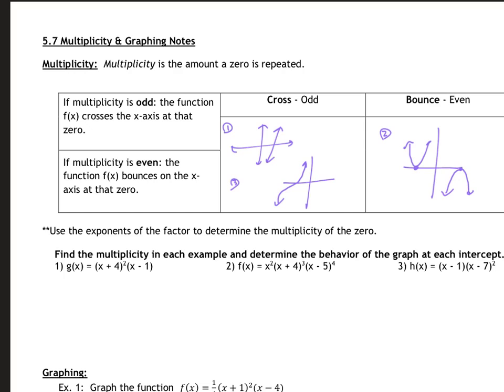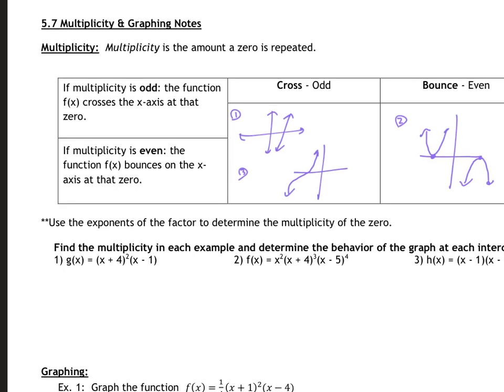So odds are going to cross it. It's going to go either straight through it or bend across it, depending on how big the multiplicity is. If it's even, it's going to bounce. And the bigger the multiplicity, if it's 4 or 6 or 8, it's just going to be a wider bounce.